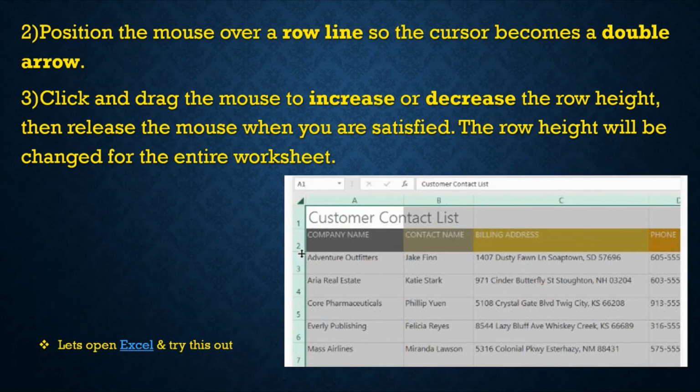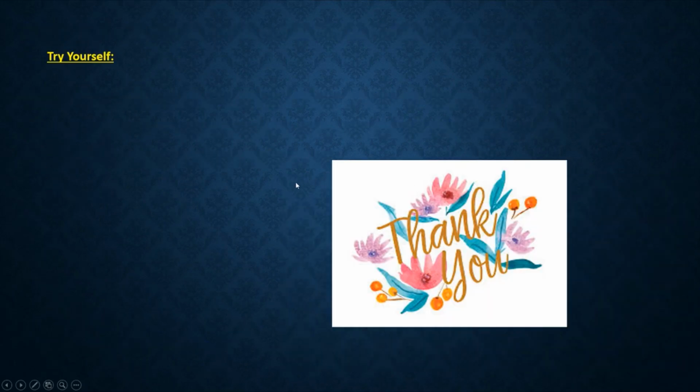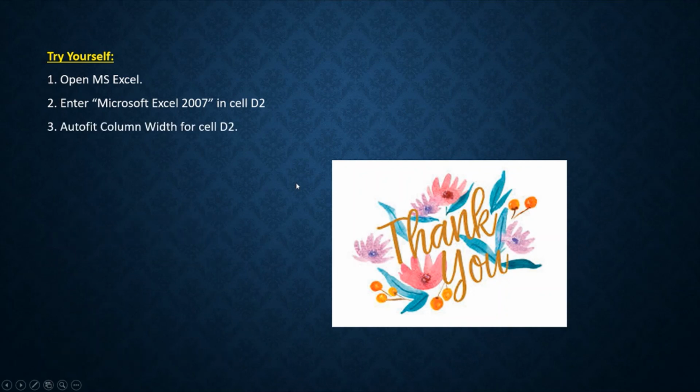Now, in this video, we have learned different ways to change row height and column width, as well as how to edit the cell. So, try this practical by yourself. Open MS Excel. Enter Microsoft Excel 2007 in cell D2 and use autofit column width for the cell.